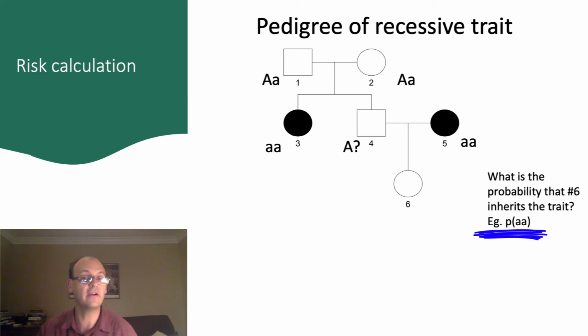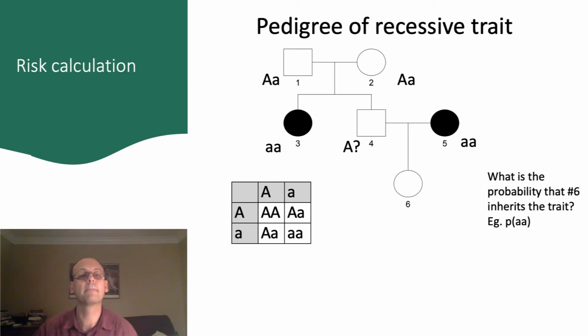If she is to inherit 2 recessive alleles, she must get one from her mother and one from her father. Her mother must pass on a recessive allele since she's affected and is homozygous recessive. If number 4 is to pass on a recessive allele, he must be a heterozygote. So, what we need to do is calculate the probability that he's a heterozygote, and then the probability that he passes on the recessive allele to his daughter, number 6.